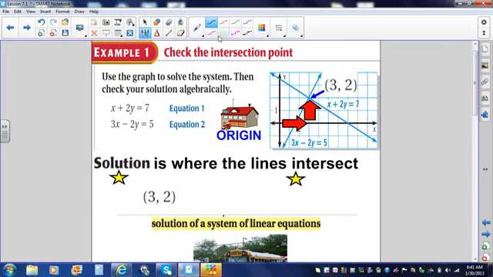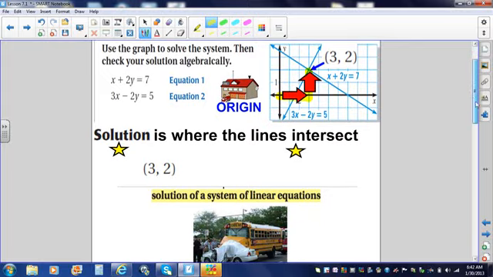So we would have to tell our firefighters, if we were giving them directions because their GPS failed, to leave the fire station, which is always located right here at the origin, and you would have to tell the firefighters that they would have to go 3 spaces to the right, and they would have to go up 2 to get to the accident. So 3, 2 is our solution. The solution is where the lines intersect.